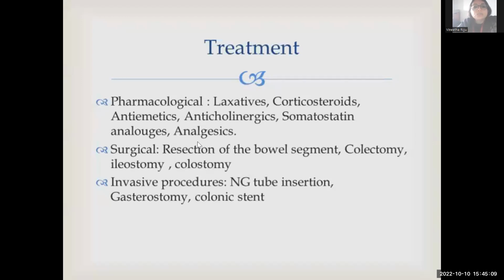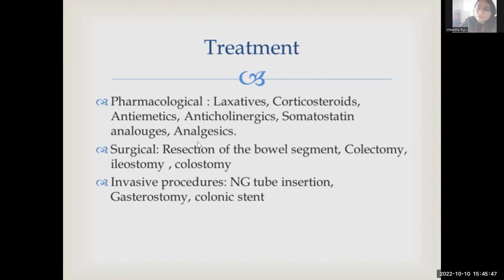Surgical, so you can do a resection of the bowel segment, you can do a colectomy, you can do an ileostomy, or you can do a colostomy, where the colon is cut or the small bowel is cut. It is called ileostomy where the small bowel is cut. Where the large bowel is cut at the point of obstruction, it is called colectomy. When a part of the bowel which is obstructed is cut and removed, and the other part, which is behind the obstructed part, is kept out of the body, it is called a colostomy, and usually a bag is attached to it.